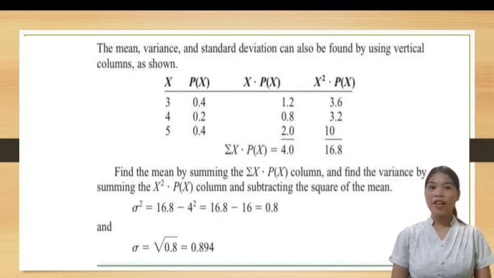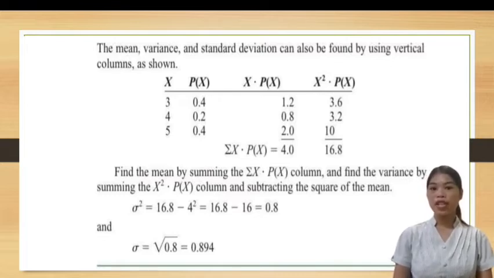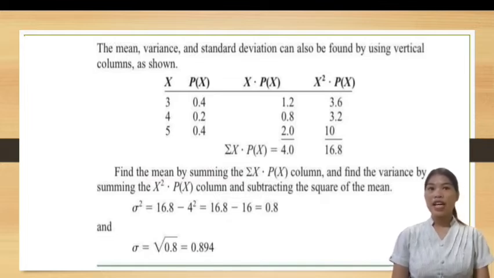Find the variance by summing the x squared times p of x column and subtracting the square of the mean. So, kwaon na to ang variance. So, 16.8 mao man na ang nasa formula, summation of x squared times p of x. Ato naman ang total, which is 16.8, minusan na to sa squared sa mean, which is 4. So, 16.8 minus 4 squared equals 16.8 minus 16 equals 0.8. So, ang variance is 0.8.